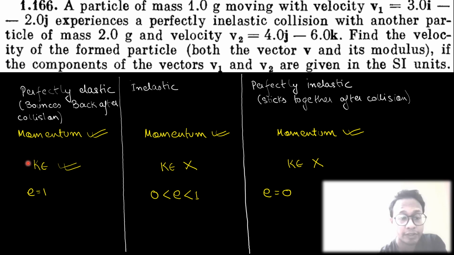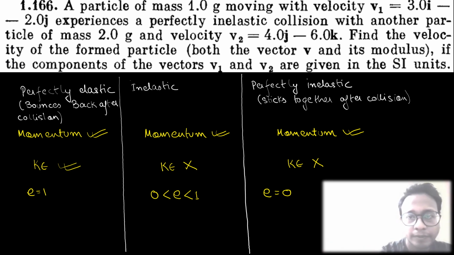That means kinetic energy of the system before collision is equal to kinetic energy of the system after collision. Whereas for inelastic and perfectly inelastic collision, the kinetic energy of the system won't be conserved. Some amount of energy from the system would be converted into heat or sound or any other form. The coefficient of restitution for elastic is 1. The coefficient of restitution for inelastic is from 0 to 1. The coefficient of restitution for perfectly inelastic is 0. I'll give you a little bit more brief of what is coefficient of restitution.